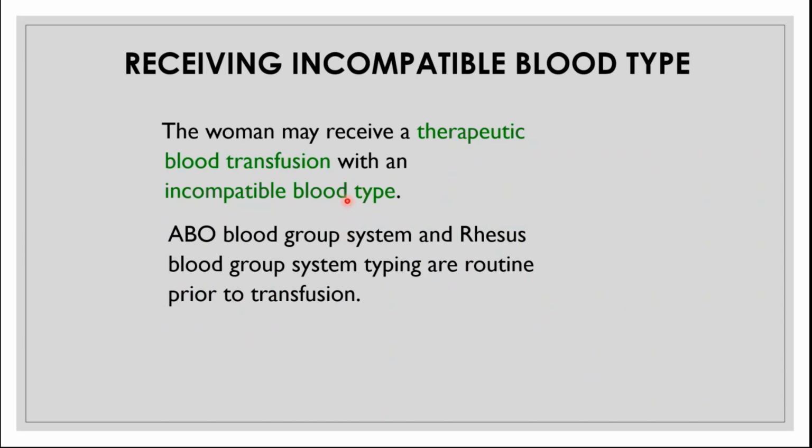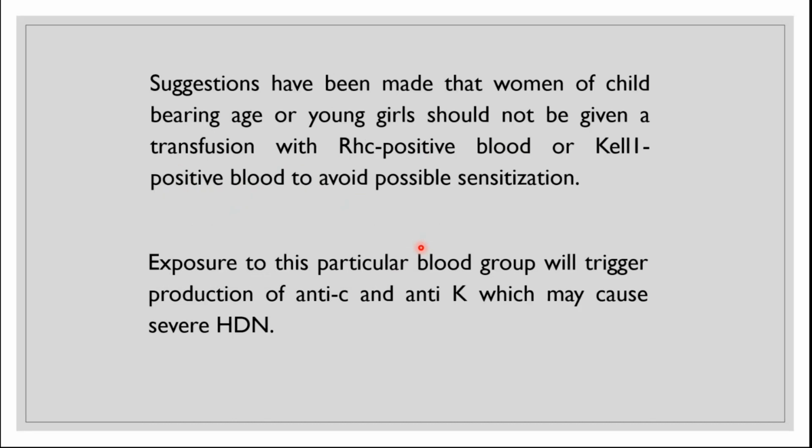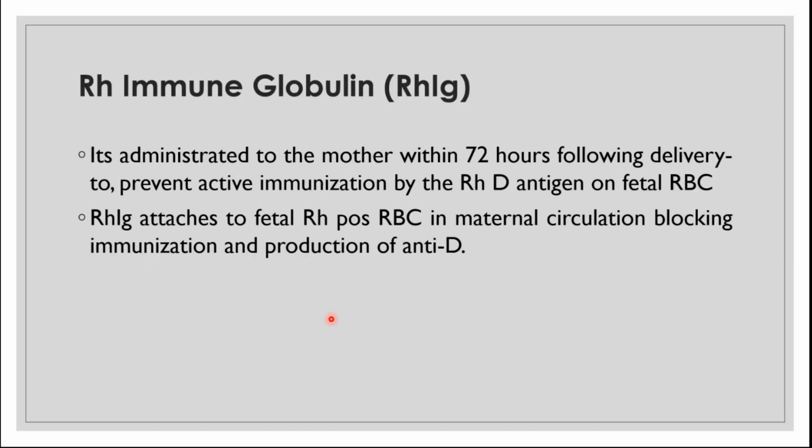Receiving incompatible blood type: a woman may receive a therapeutic blood transfusion with an incompatible blood type. ABO blood group system and rhesus blood group system typing are routine prior to transfusion. Suggestions have been made that a woman of childbearing age or young girls should not be given a transfusion with Rh positive blood or K positive. Exposure to this particular blood group will trigger production of anti-D and anti-K, which may cause severe HDN.